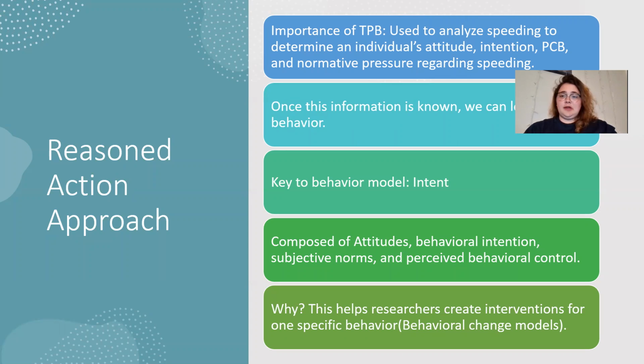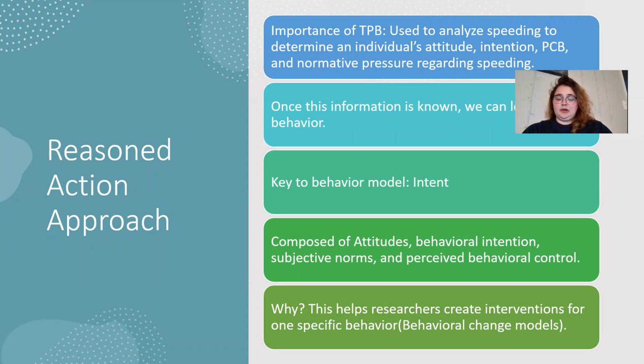The key to the behavioral model is intent, how an individual goes about the intention of speeding while driving. And the reasoned action approach, or theory of planned behavior, is composed of attitudes, behavioral intention, and perceived behavioral control. And in some models, they discuss subjective norms, but not for this study.